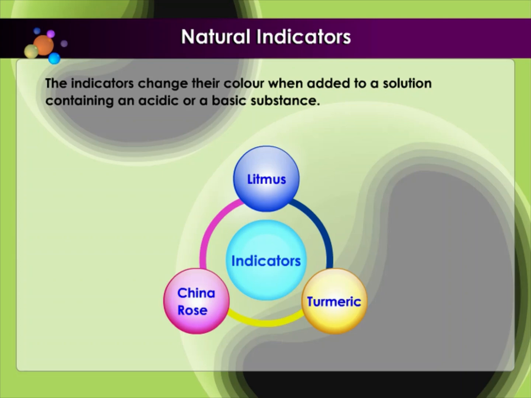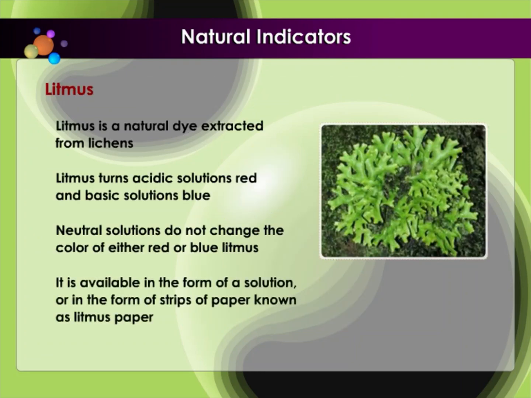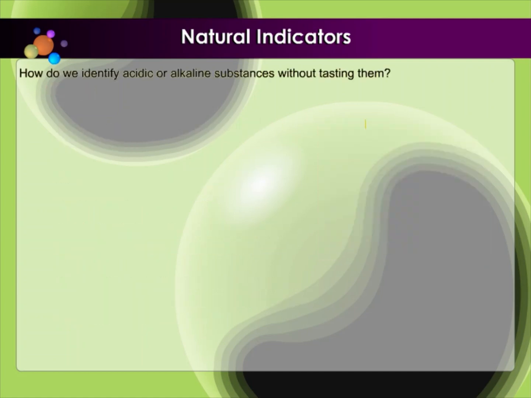Litmus. Litmus is a natural dye extracted from lichens. Litmus turns acidic solutions red and basic solutions blue. Neutral solutions do not change the color of either red or blue litmus. It is available in the form of a solution or in the form of strips of paper known as litmus paper.